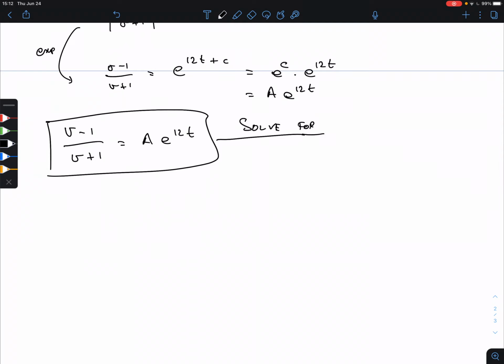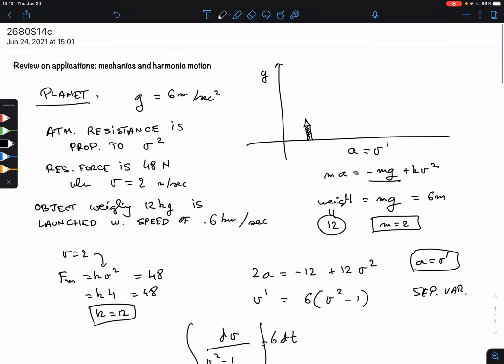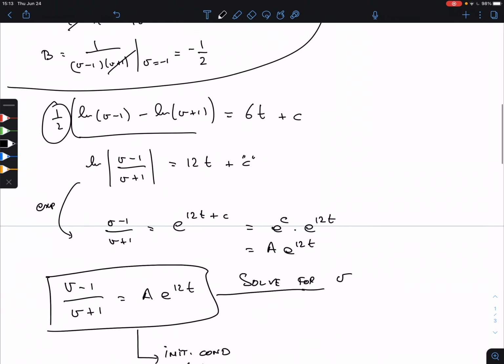Although at this point, we can perhaps calculate A. It's sometimes easier because from now on we're not going to do any changes anymore. This is the solution. We just rewrite it in explicit form. So the constant A will be the same all the time, so let's calculate it now. Initial condition: we were at the launch of the v0. What was v0? It was 0.6, so 6/10.